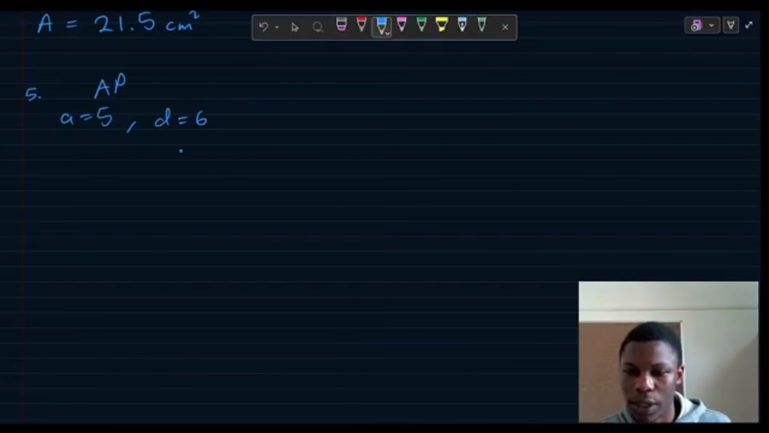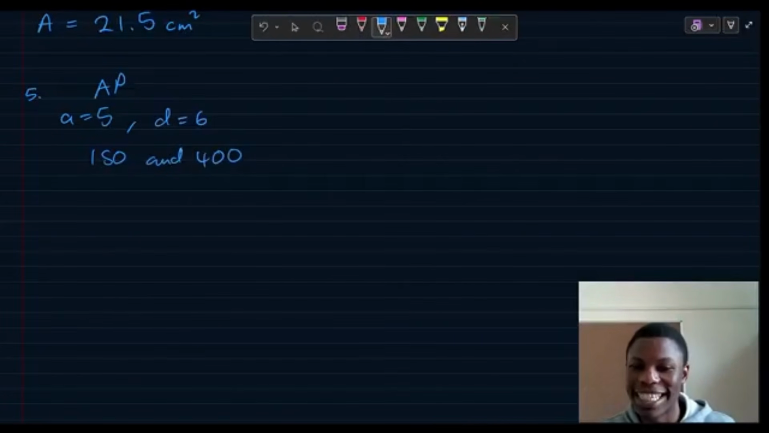Number 5. An arithmetic progression has the first term 5 and common difference 6. With this progression, find the sum of all the terms that lie between 150 and 400. 6 marks. What a question.